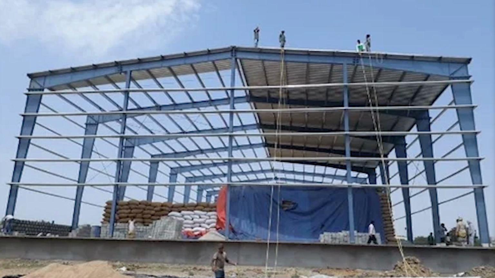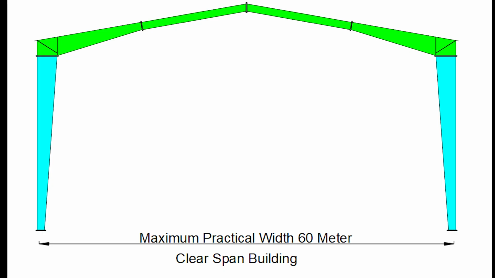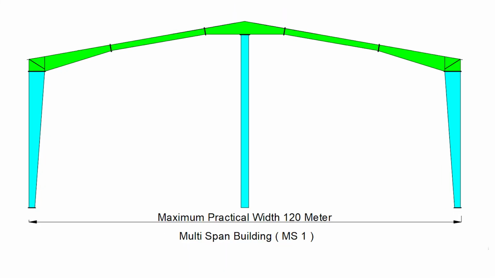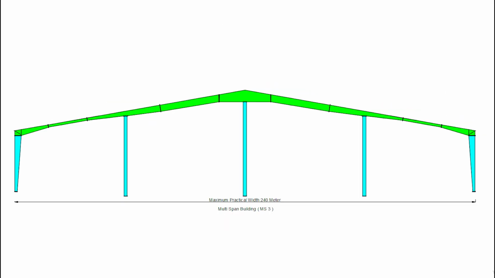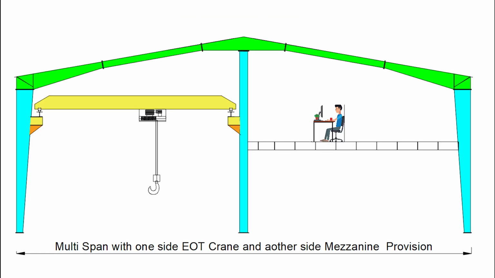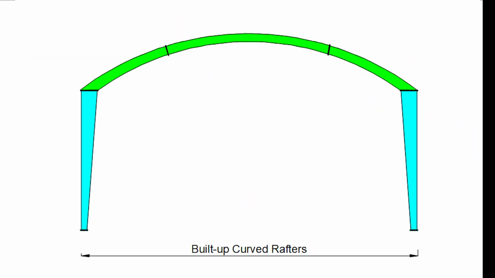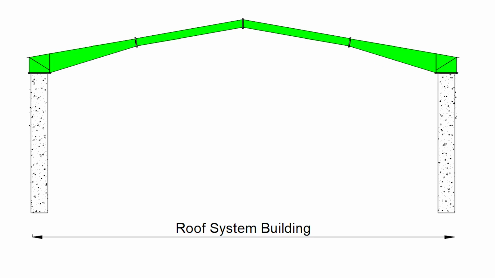You will notice that these frames have different designs for different buildings. These different frame designs are called different types of PEB buildings. There are different types of PEB buildings: clear span building and multi-span building. There are many types in multi-span building: multi-span 1, multi-span 2, multi-span 3, and next, clear span with EOT crane provision, multi-span with mezzanine floor, multi-span with EOT cranes and mezzanines, multi-gable, single slope building, lean-to building, built-up curved rafter, and roof system building.